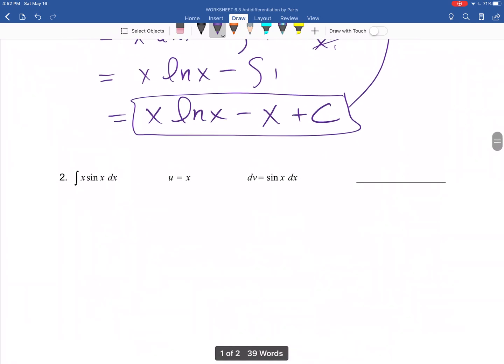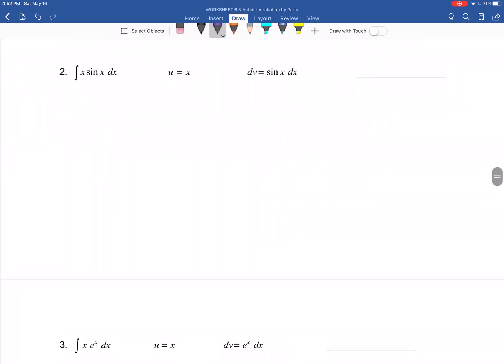Nice. Here we go. Let's go number 2. Okay, on number 2, I told you what to pick here. So u is the x. Sine of x is the dv. So first thing, let's do the du, the derivative. Hey, derivative of x is just 1. Okay, antiderivative. What's the antiderivative of positive sine of x? What function, when you take its derivative, you get sine of x? It's got to be negative cosine of x.